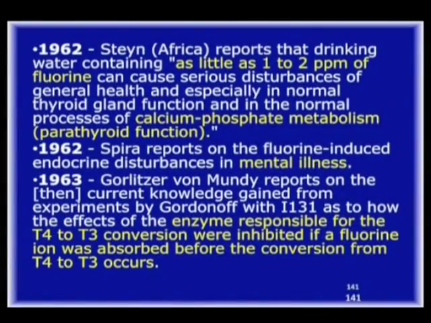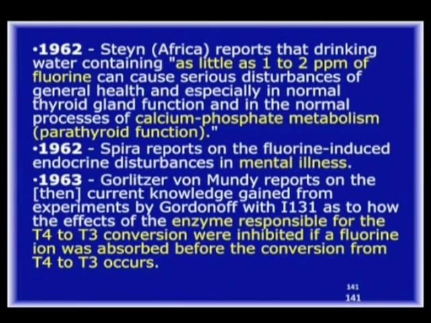In 1962, Stein in Africa reported that drinking water containing as little as 1 to 2 parts per million of fluorine can cause serious disturbances of general health, and especially in normal thyroid gland function and in the normal processes of calcium phosphate metabolism, or parathyroid function. 1 to 2 parts per million is approximately what we put in our water in the United States. In 1962, Spira reported on fluorine-induced endocrine disturbances in mental illnesses.